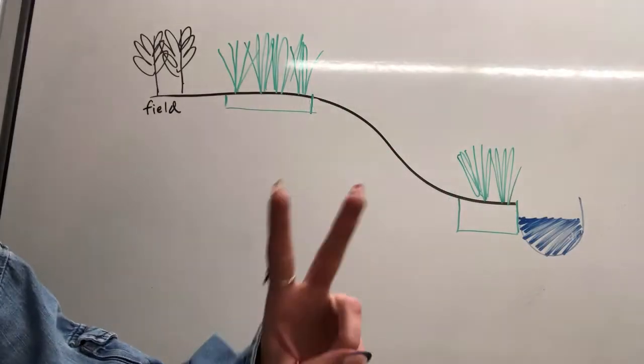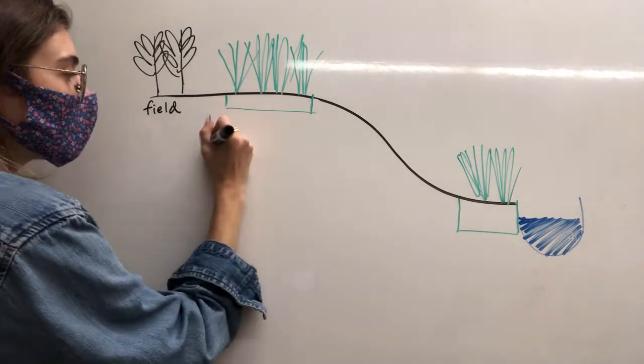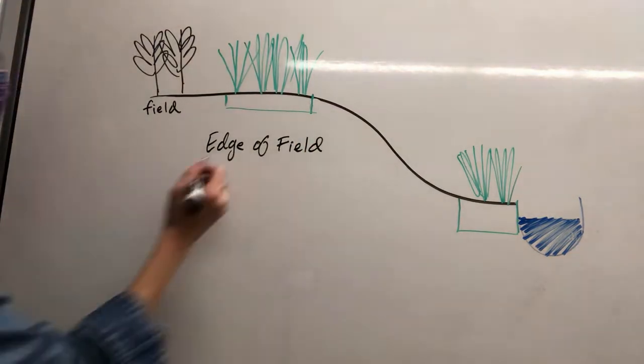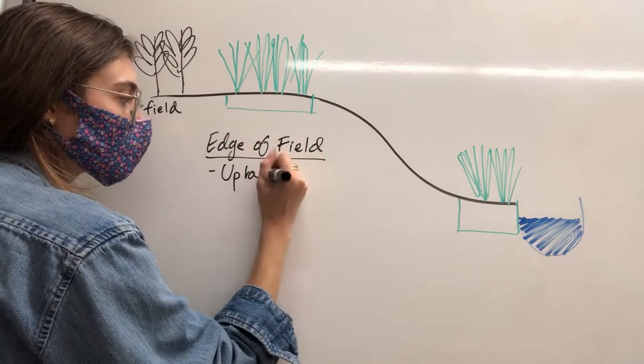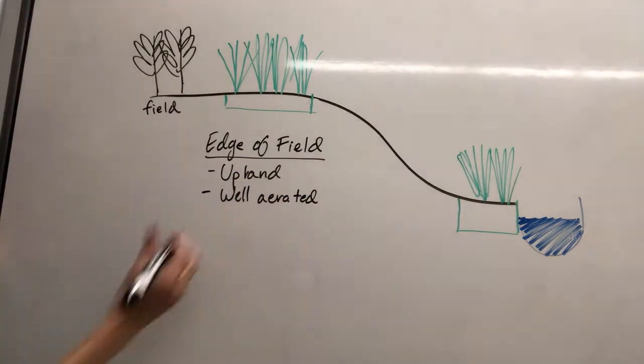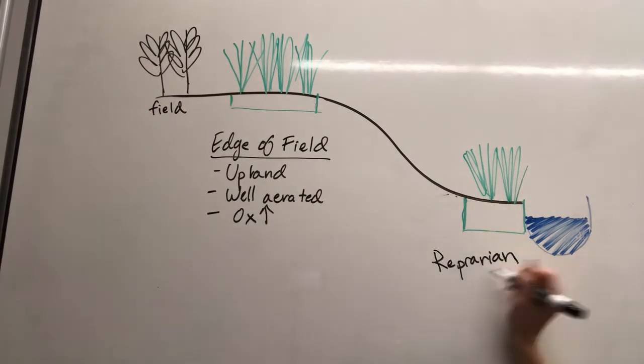Now that we are discussing nutrients, it is important to make a distinction between 2 different types of vegetative filter strips. The first is called an edge of field strip. This vegetative filter strip, found on the edges of a field or an upland area, exists in an aerobic environment with well-aerated soil and well-drained soil.